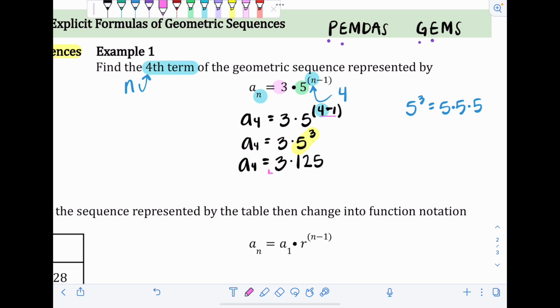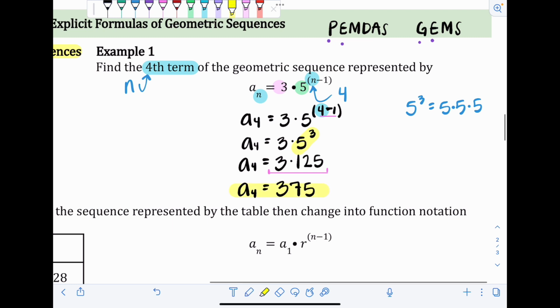And then now that we've simplified exponents, we can go ahead and multiply together to get our final answer. So it'd be A4 equals 3 times 125, which is 375. So this means the 4th term in that sequence is 375.